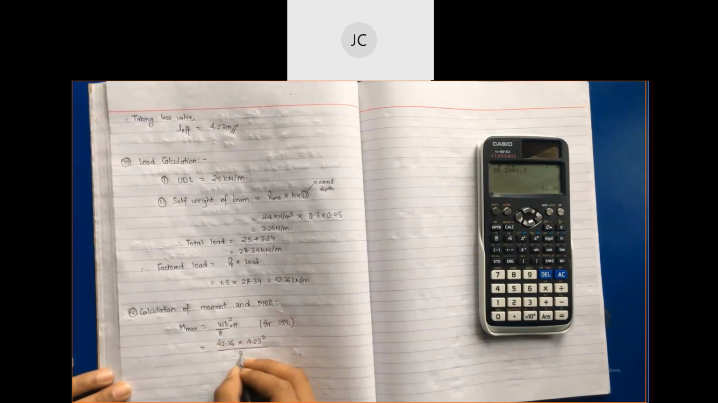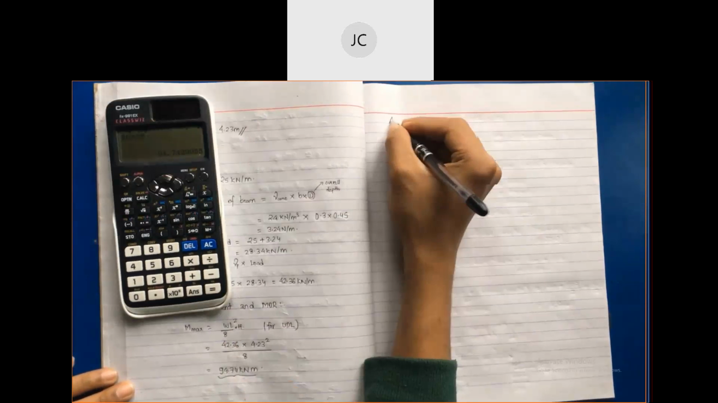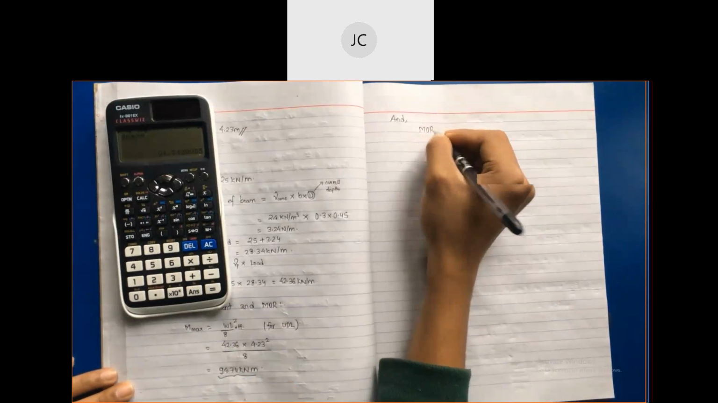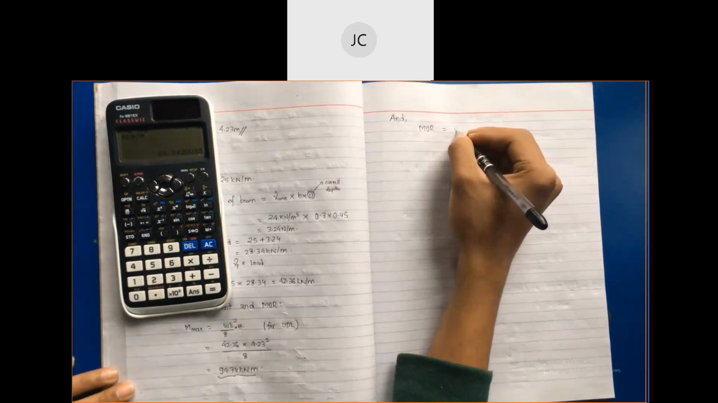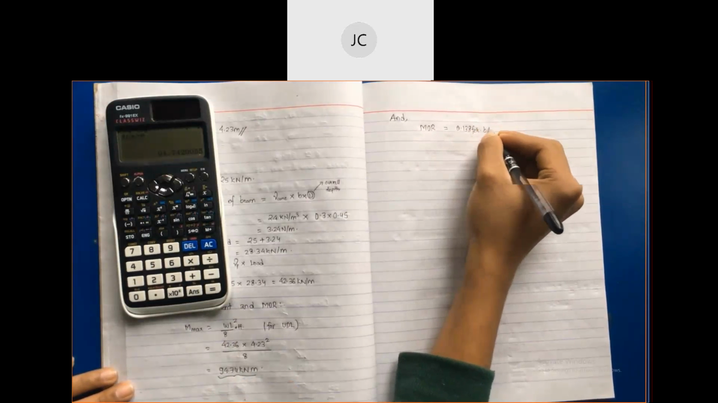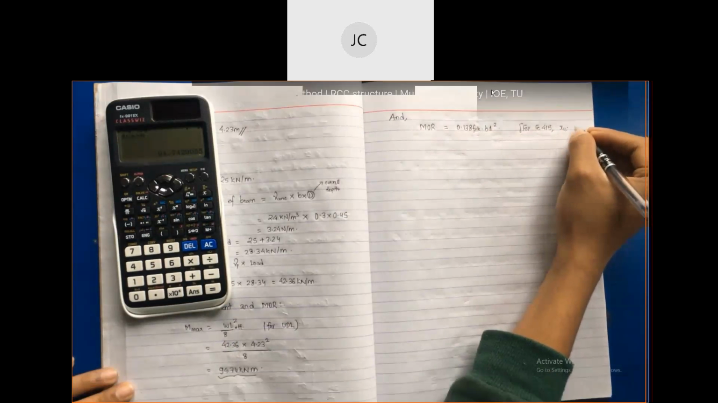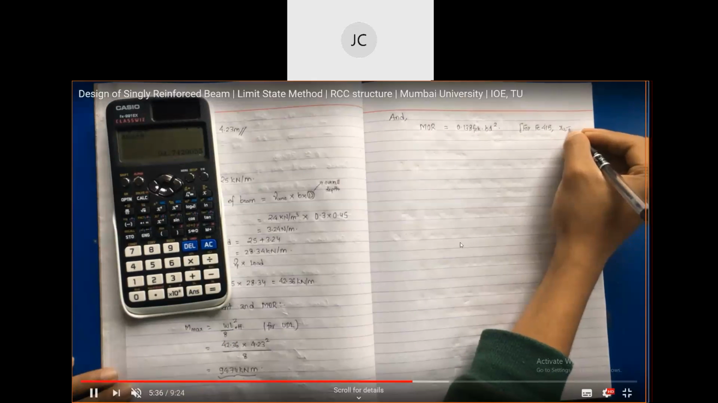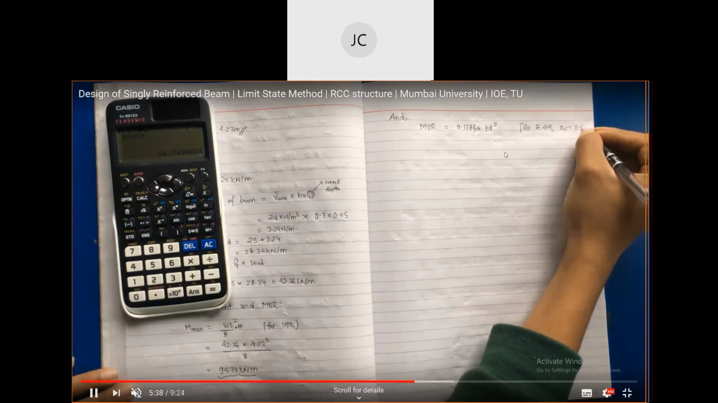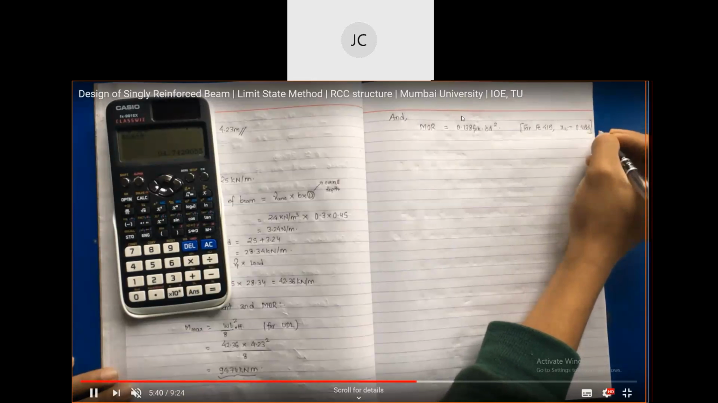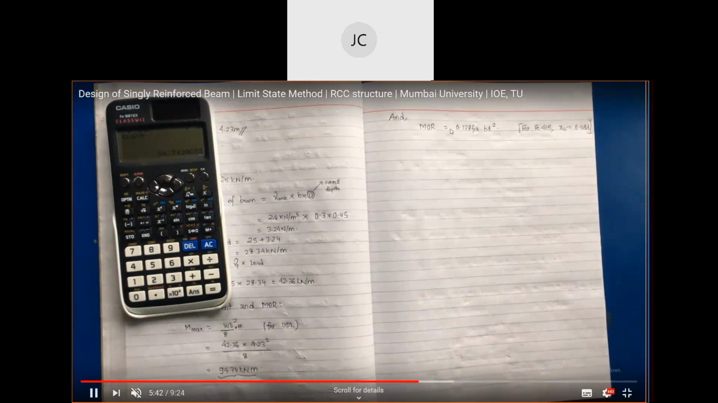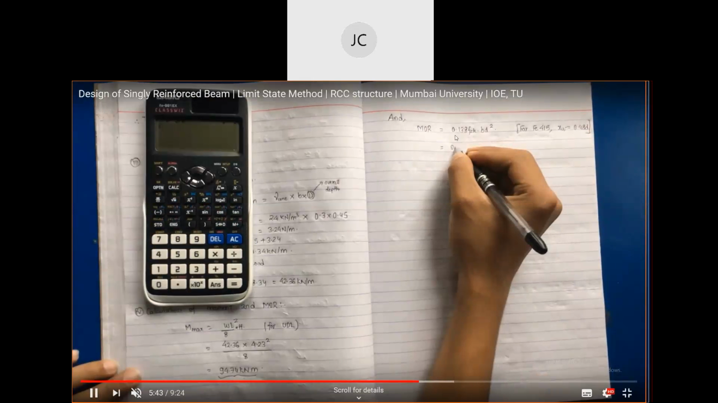Then we have to find out the factored moment or design moment. It will be WL square by 8. So after that, we have to find out the moment of resistance. This is the formula I think I have shown you, not in this chapter.